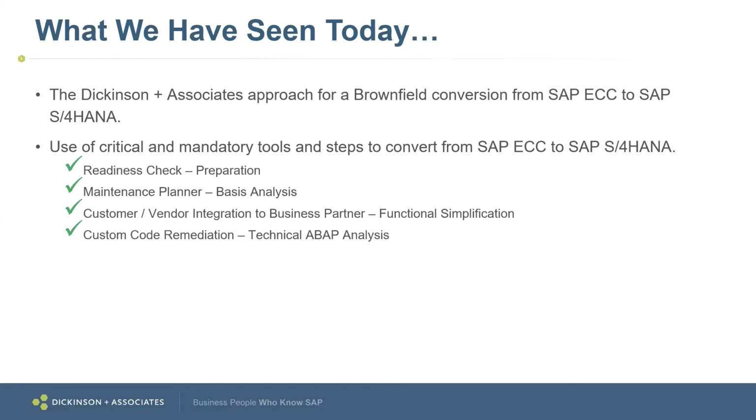There are changes to other objects such as fixed assets, rebates and commissions, and the fact that material ledger is turned on. So you have to go through all of the simplifications and see how they apply to your system, but certainly the customer vendor integration is one of the major objects. And we've looked at the tools for custom code remediation.